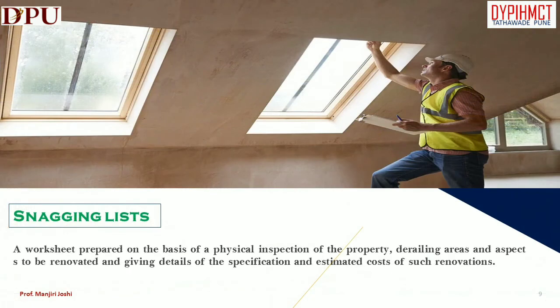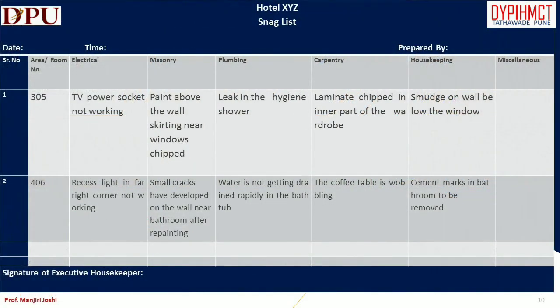This slide explains the snag list. It is normally prepared by the housekeeper during takeover of the renovated area from the contractor handling renovation, or of a new property from the project team. Now we will have a look at the format of a snag list. In this, room-wise, all work required to be done is mentioned by the housekeeper.